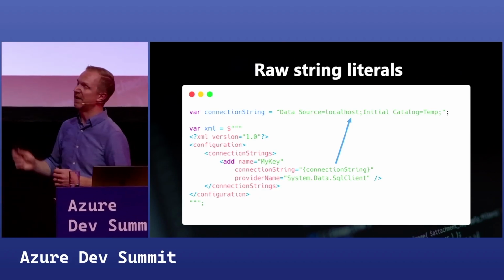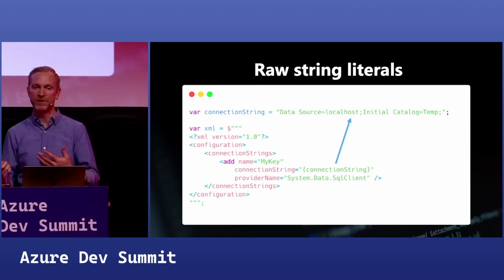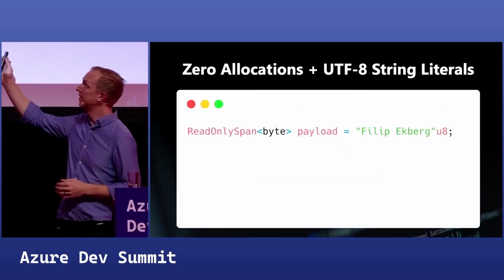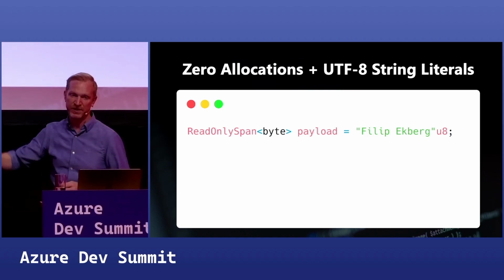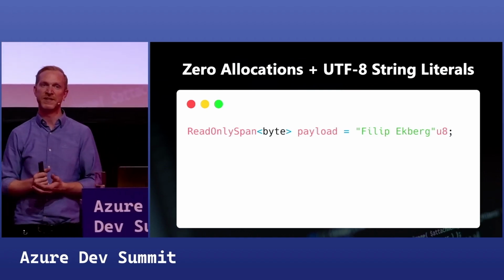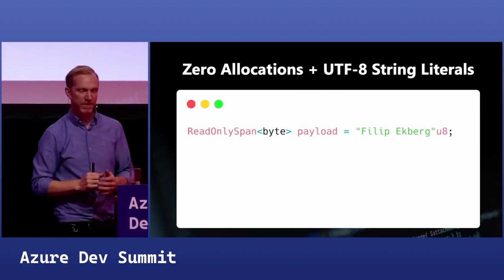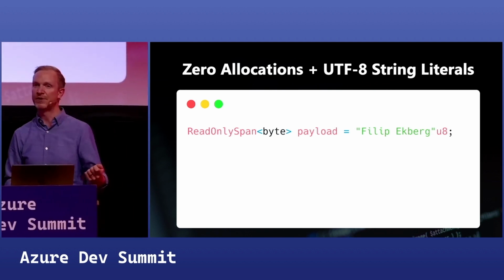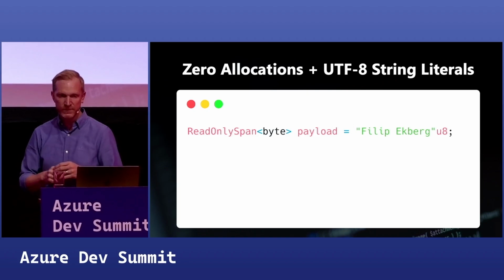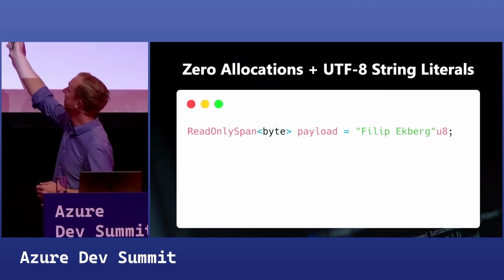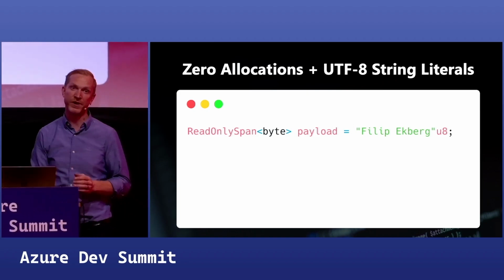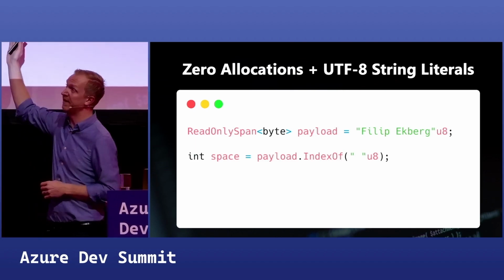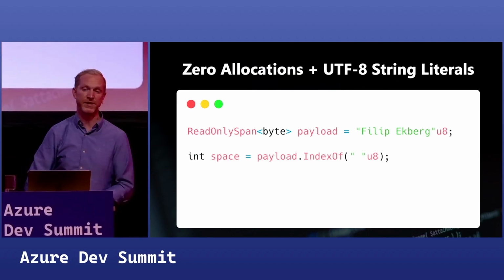Now, I have an interesting example here of zero allocations using this UTF-8 string literal that I've talked a little bit about. So let's take a moment to look at this example. I have my name here represented as a UTF-8 string. This is really just converted into a read-only span of a byte. It's not a character because a character is UTF-16. What I'd like to do is find the space of this, which is a quite quick operation. To do that, I can find the space by doing payload.IndexOf, find me the UTF-8 space.